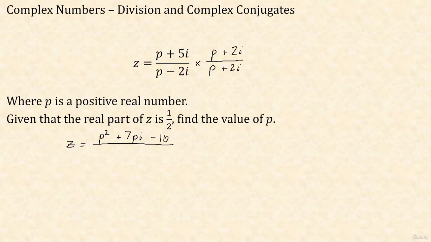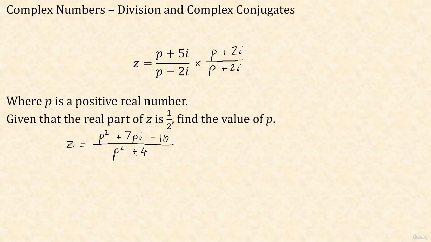And the denominator? Well, p times p is p squared. The central terms will cancel. That's the p times 2i and the minus 2i times p. And then I've got minus 2i times 2i. Well, minus 2i times 2 is minus 4. i times i is minus 1. That's p squared plus 4.